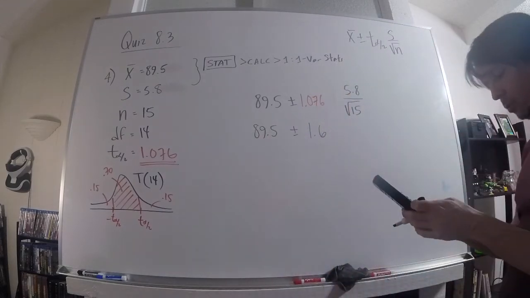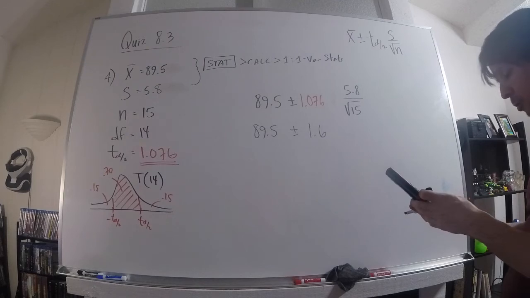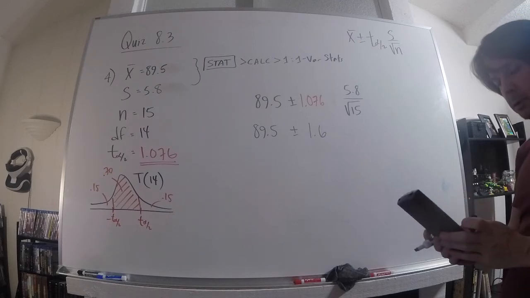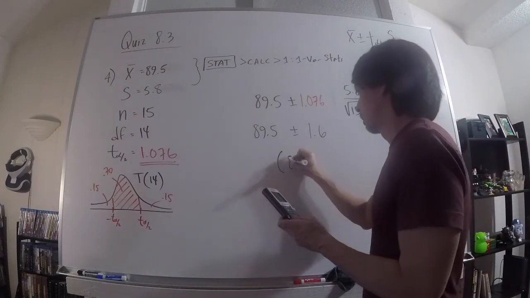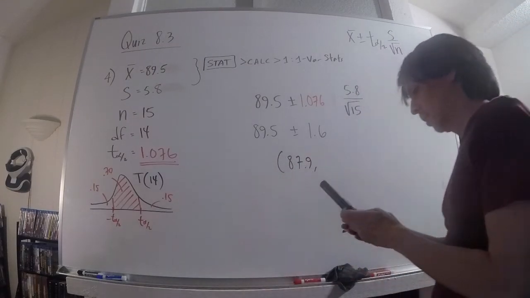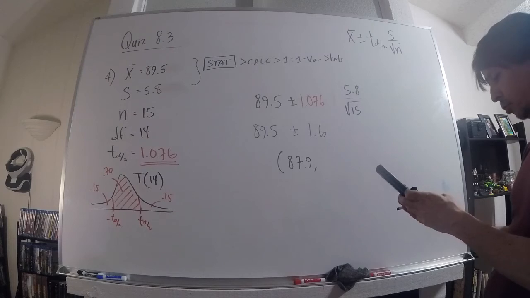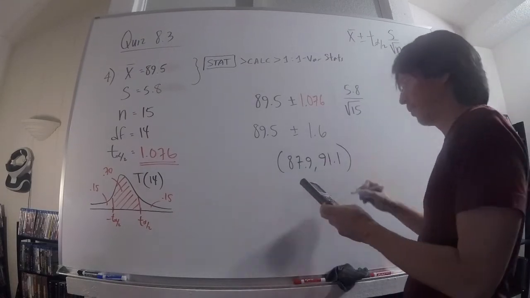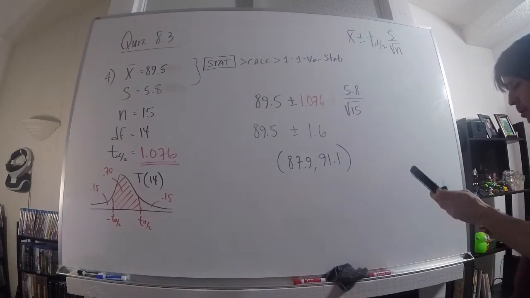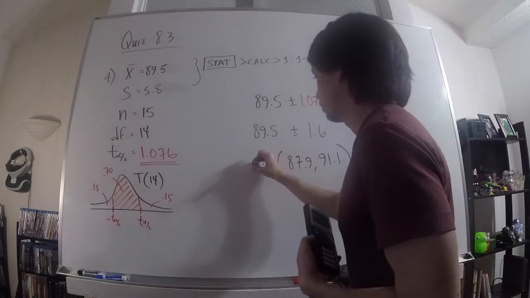Okay, and I'll do 89.5 minus 1.6, 87.9. And 89.5 plus 1.6, 91.1. All right. That's it for number 4.